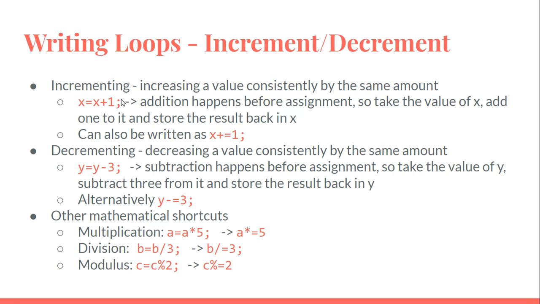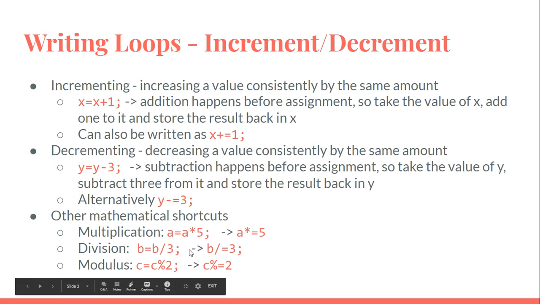The next time, it would be 6 plus 1 becomes 7. This code, x equals x plus 1, there's a shorthand for it. It can also be written as x plus equals 1. Decrementing is going the other direction. We're decreasing a value by the same amount. So same situation, y equals y minus 3. We take the value of y, we subtract 3 from it, and store that result back in y. And again, alternatively, this can be notated as y minus equals 3. We can do the same thing with multiplication. We can do it with division, and we can do it with modulus.